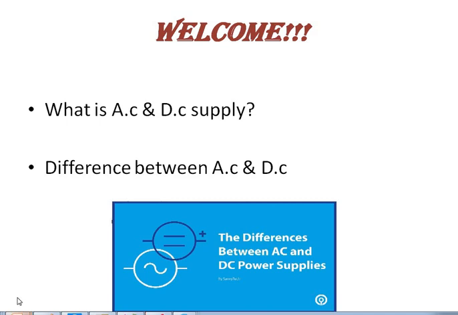So in this video, I'm going to explain what is AC and DC supply, and also we are going to discuss the difference between AC and DC. In this given diagram, you can see the symbol of AC supply, that is a sine wave, and also this is a symbol of DC supply, that is a unidirectional current. So let's begin with what is AC supply.